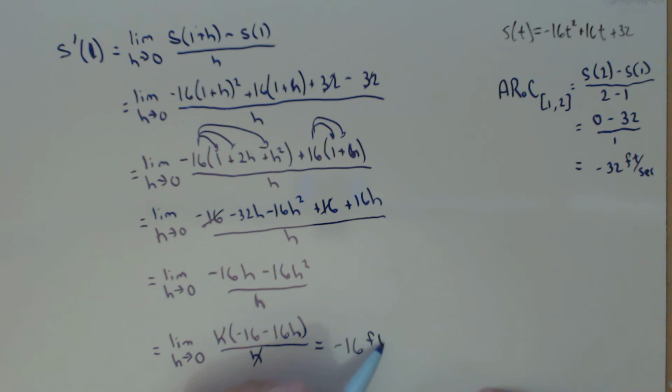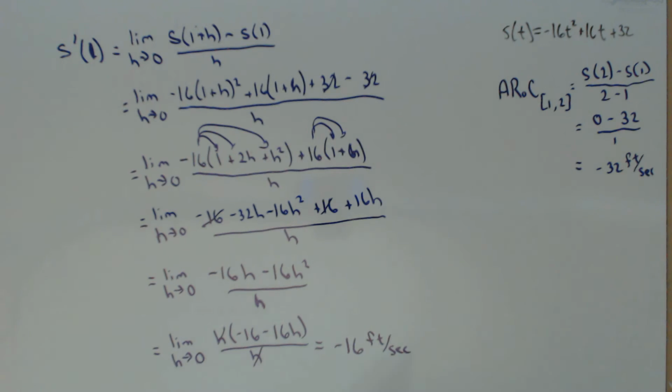Once again, this will be in feet per second. So at 1 second, the height of the balloon is decreasing at negative 16 feet per second. So we have an instantaneous velocity at a point instead of average velocity over an interval.